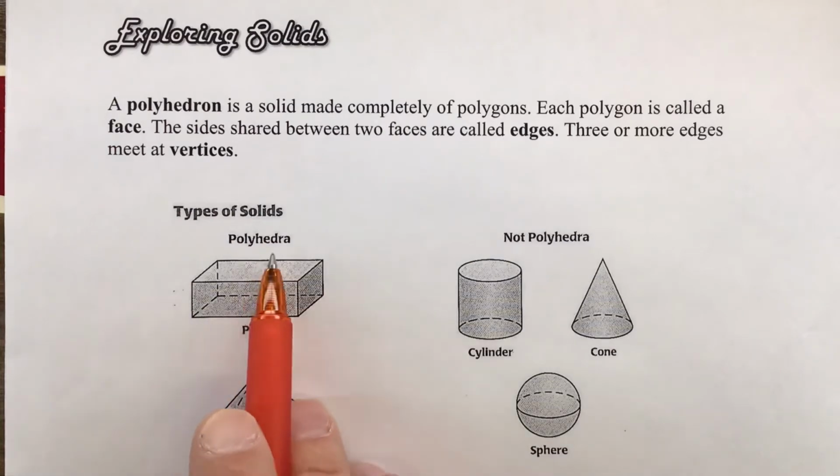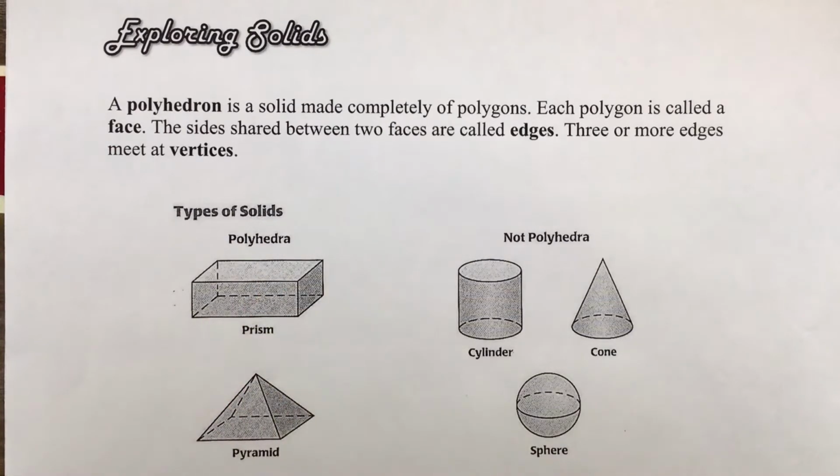To the left, I have an example of two polyhedra, the classic types that we'd be looking at, which would be a prism and a pyramid. A prism is going to have two congruent bases that run parallel to each other, and then those bases would be connected by parallel edges.